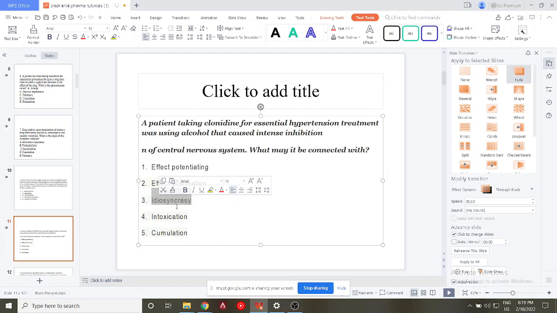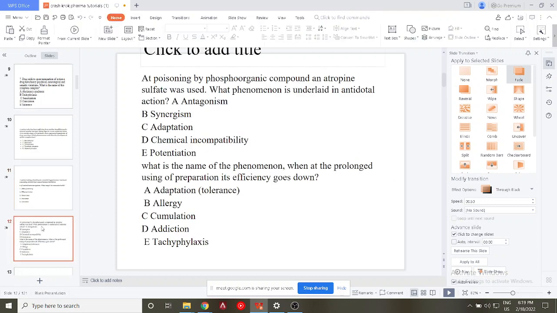So for this question number three, idiosyncrasy means when the mechanism of action is unknown. If the cause is unknown, that is what we call idiosyncrasy. Okay, so next question.